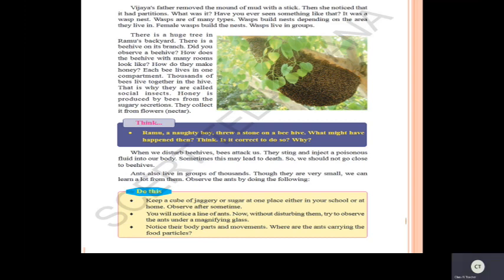Have you ever observed these at your home, children? Yes. So ants also live in groups of thousands. So they also live in colonies. Though they are very small, we can learn a lot from them. Now see here, observe the ants by doing the following. Okay, children? And we can find different kinds of things and we should learn a lot from ants.